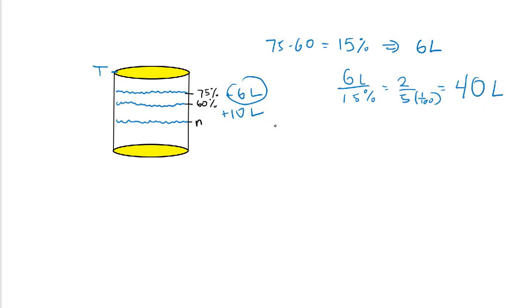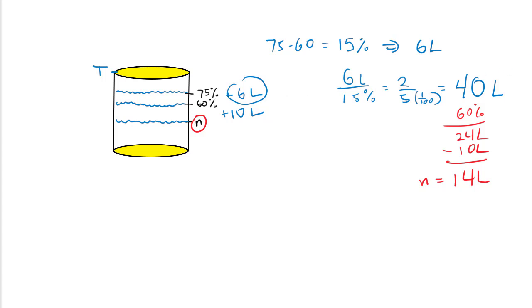But that doesn't answer the question. Remember, the question is asking, what is N, the number of liters originally? Well, that's going to be 10 liters less than 60% of 40. So 60% of 40 is 24 liters minus the 10 liters we added gives us N equals 14 liters. So that's probably the quickest way to get to the answer, by recognizing that 15% represents 6 liters.